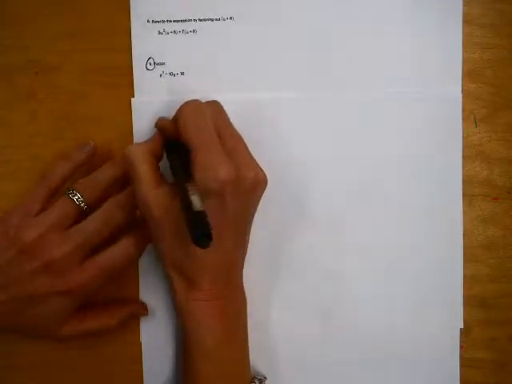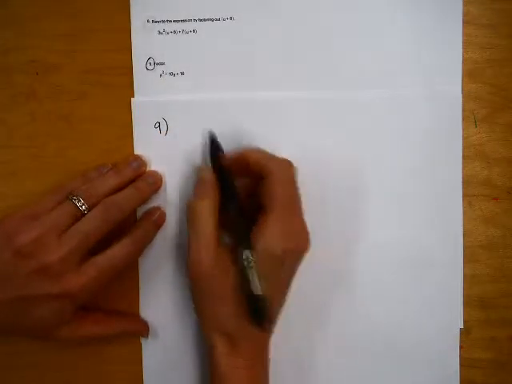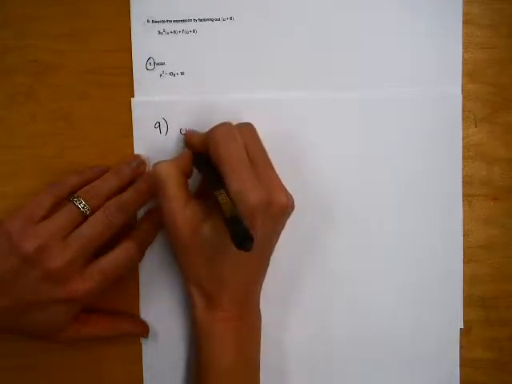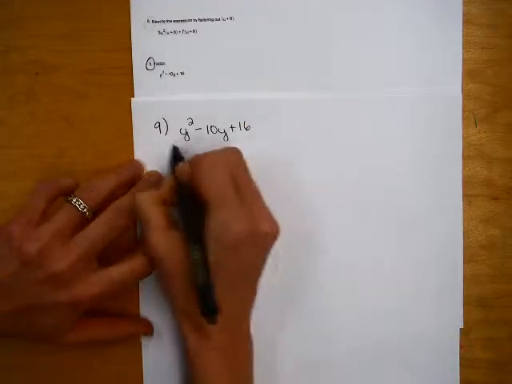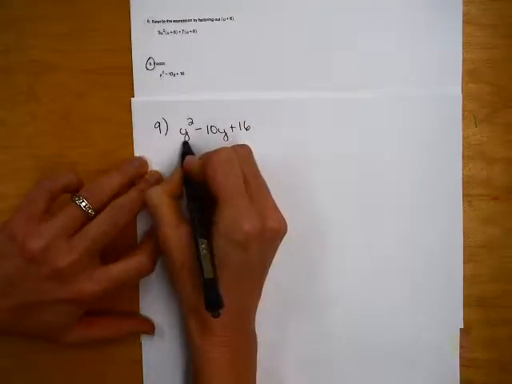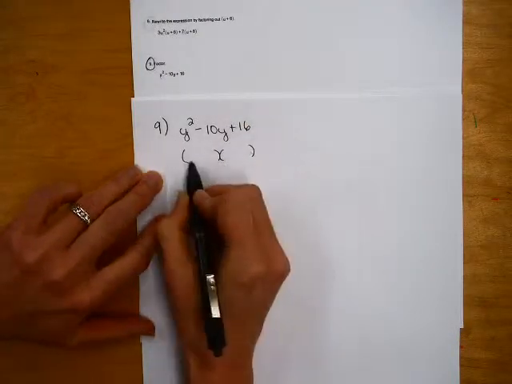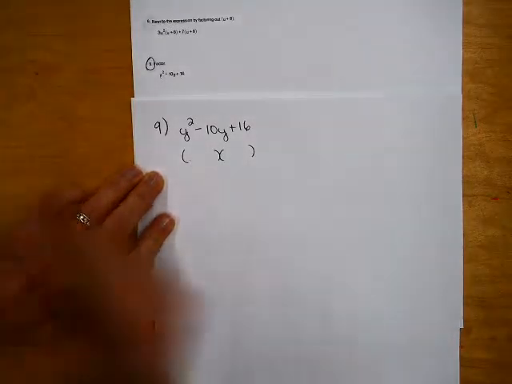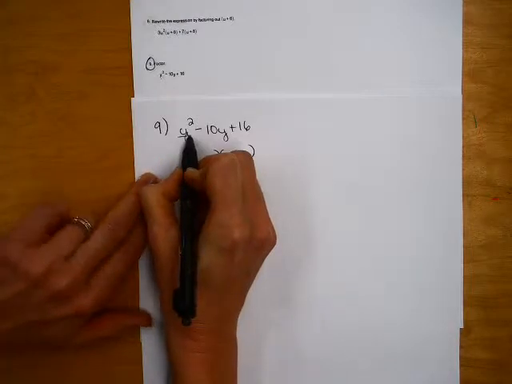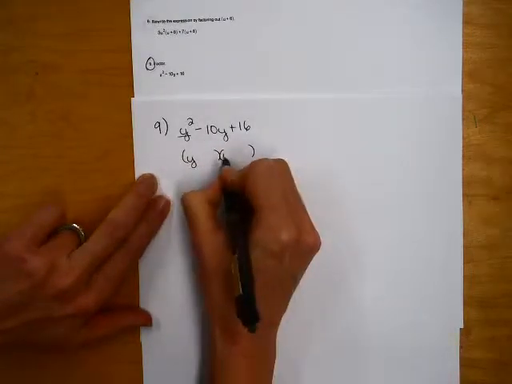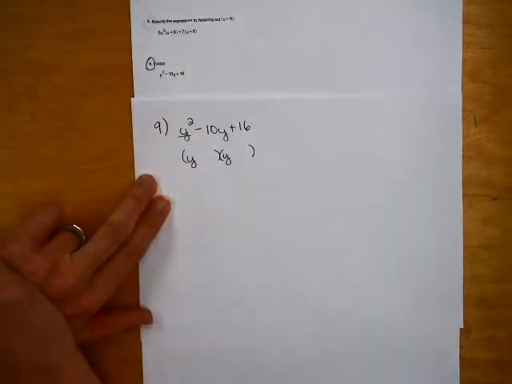Okay, so for number 9, we're still factoring, and now we're getting into factoring a trinomial. It says factor y squared minus 10y plus 16. And so I'm going to factor this, and it's going to factor to a binomial times another binomial, and I start with my first term, y squared, and I factor that. Well, that would factor to y times y would give me back y squared.